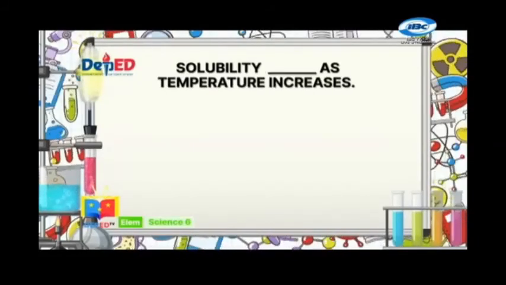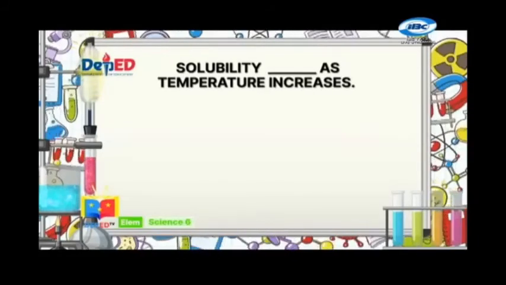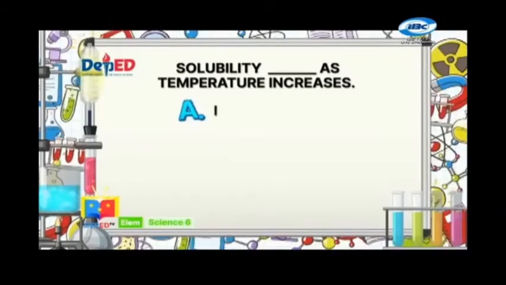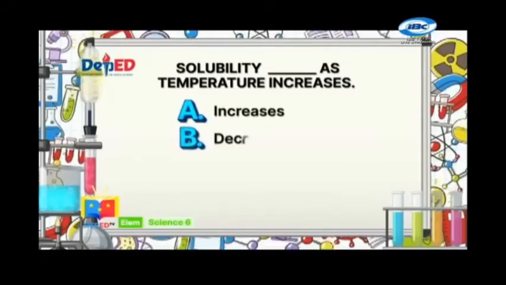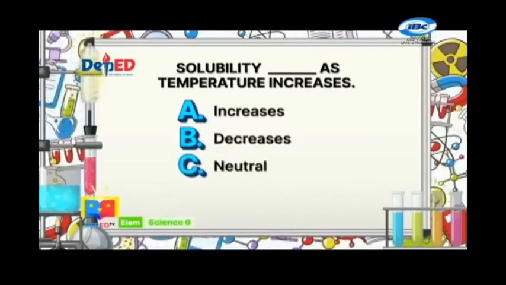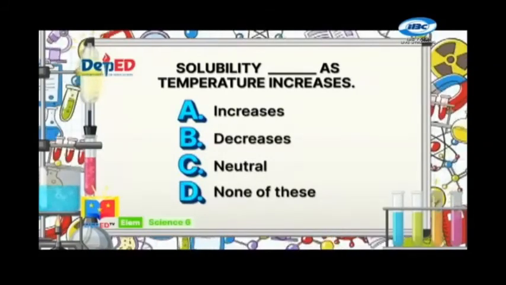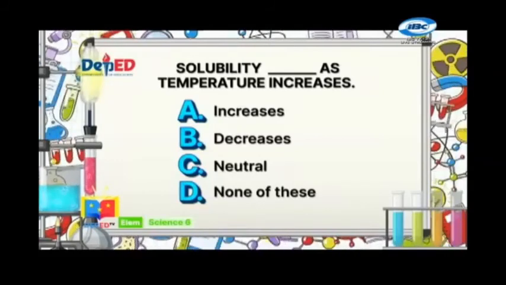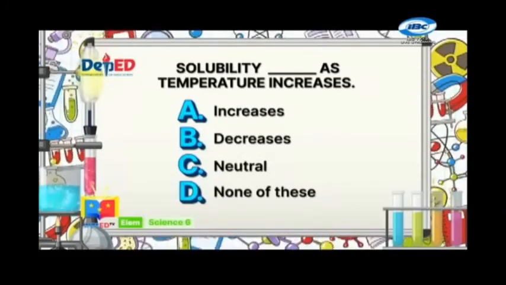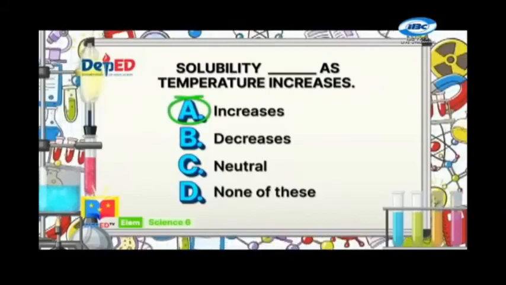Number 5. Solubility blank as temperature increases. A, increases. B, decreases. C, neutral. Or D, none of this. The correct answer is A, increases.